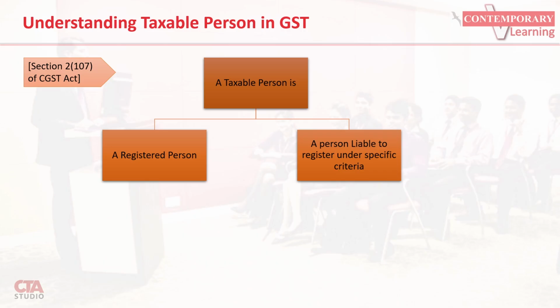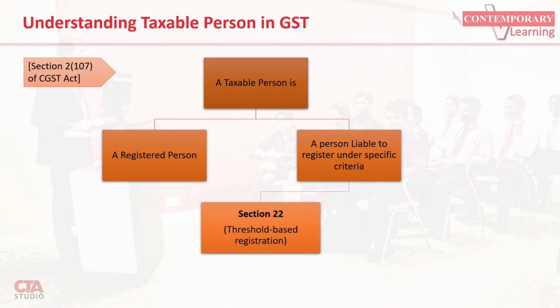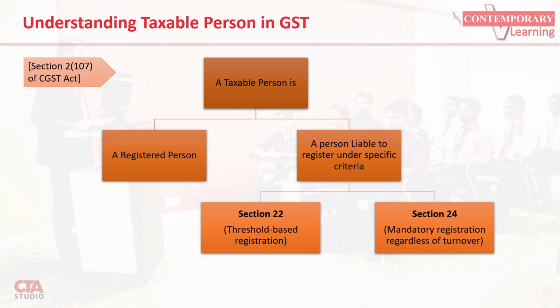This is further divided into two subcategories. Under Section 22, we have threshold-based registration. This means people who cross certain turnover limits become liable to register. This is the most common scenario for small and medium businesses. Under Section 24, we have mandatory registration regardless of turnover. Certain categories of persons must register under GST regardless of how much business they do. This includes people making interstate supplies, non-resident taxable persons, and several other categories.